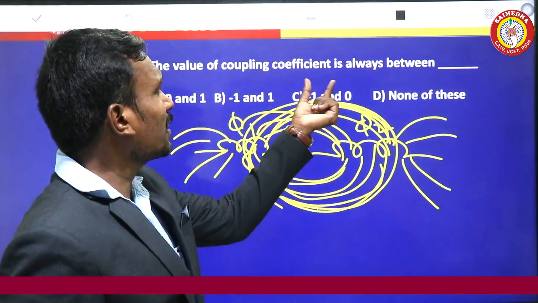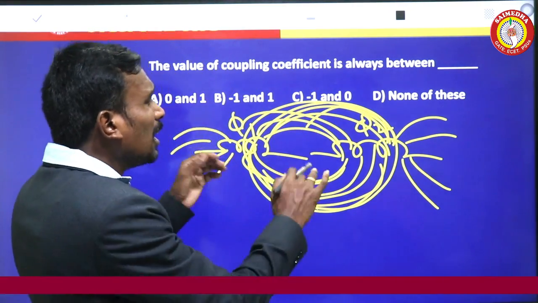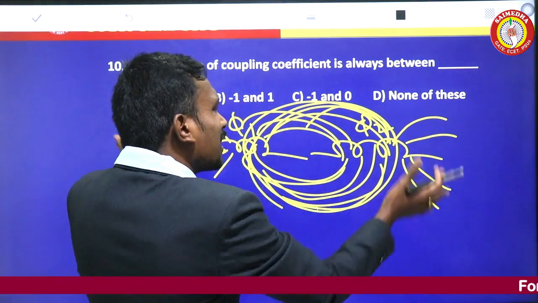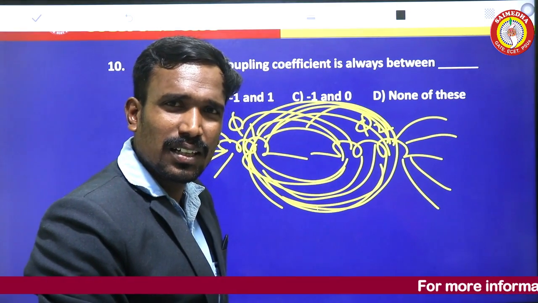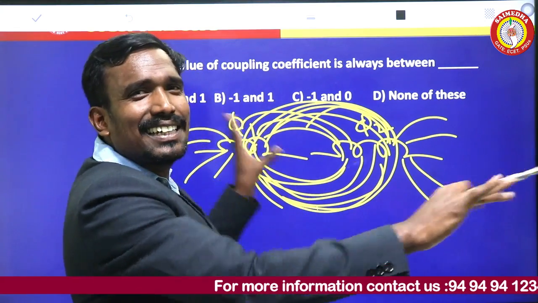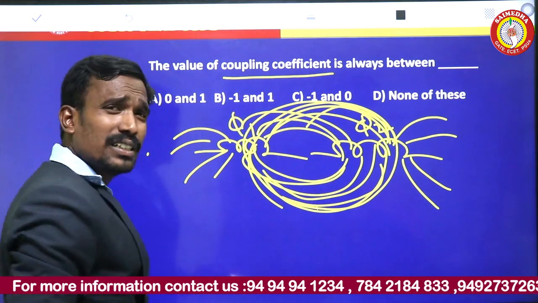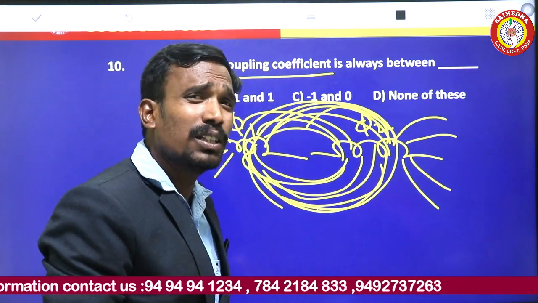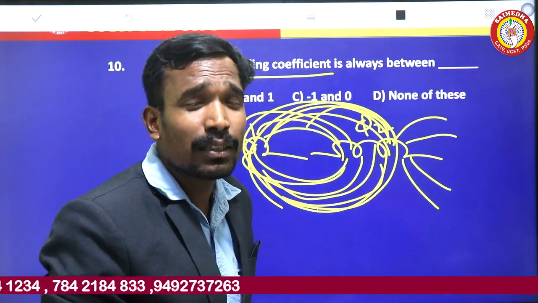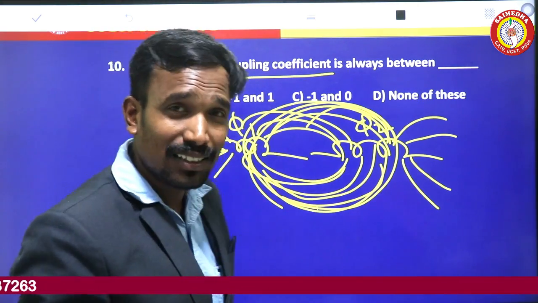The coupling factor may not be 1. If the coupling factor is equal to 1, it means the total flux links with each other. If the coupling factor is 0, it means no flux links with each other. Generally the coupling coefficient may not be 1, may not be 0, but in between 1 and 0. Its value should be in between 1 and 0. So which is the correct answer? 0 and 1 is the correct answer.